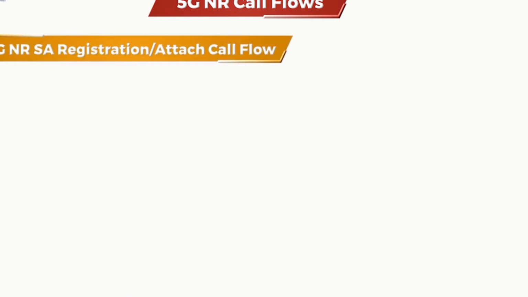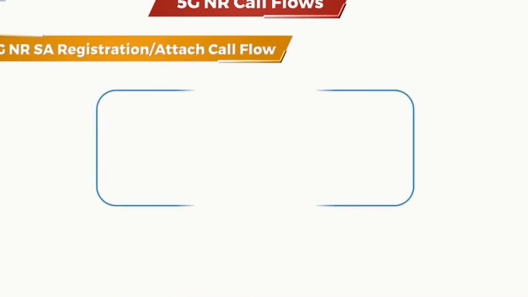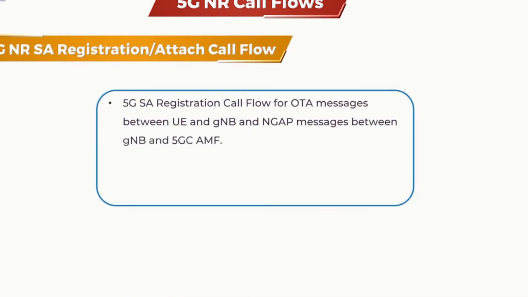A 5G standalone architecture includes 5G UE, gNodeB and 5G core network. In this slide, we will discuss the 5G standalone registration call flow for OTA messages between UE and gNodeB, and NG application protocol messages between gNodeB and 5G core AMF.